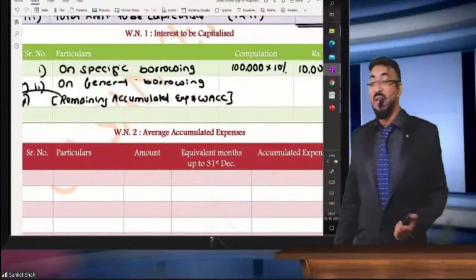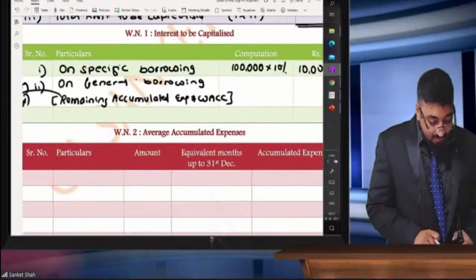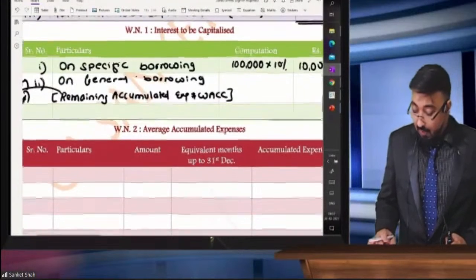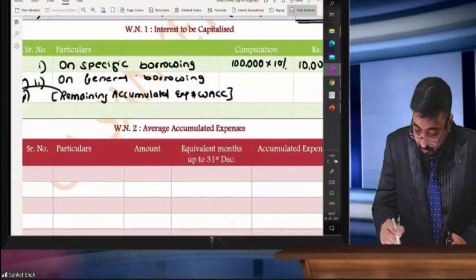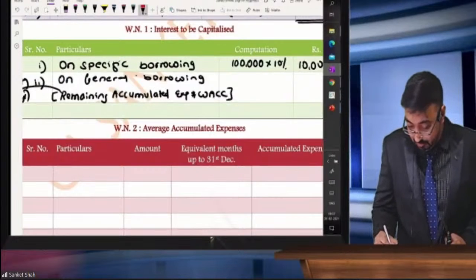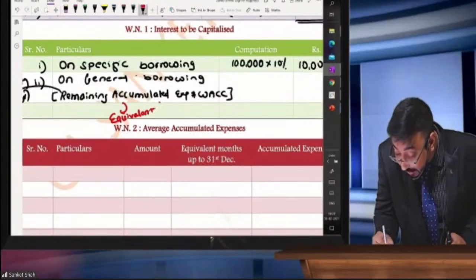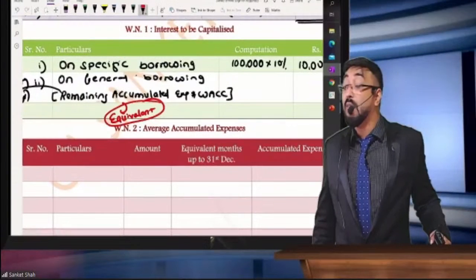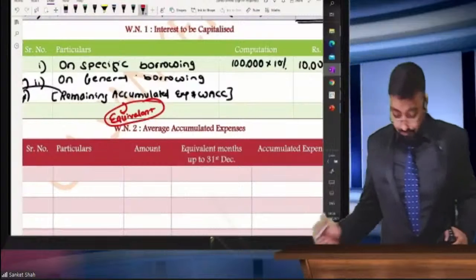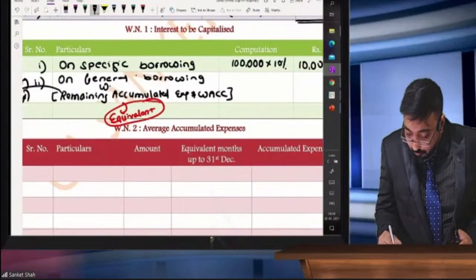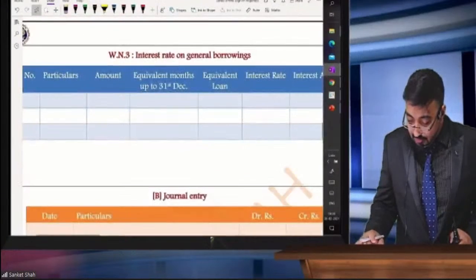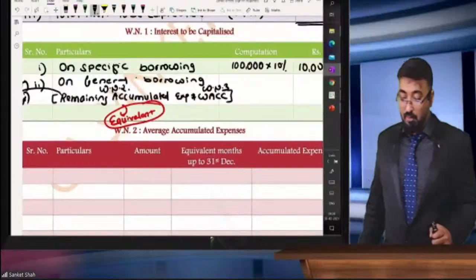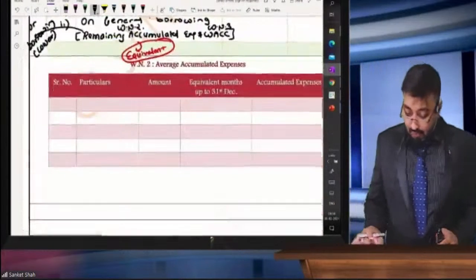Okay, so on general borrowings or accumulated expenses, whichever is lower. But remember, here write it with a red pen. You won't consider accumulated expenses. You will consider equivalent accumulated expenses, because your accumulated expenses are not on the same day. So for this, I will need working note number 2, average accumulated expenses, and after that I will need weighted average cost of capital, working note number 3. So write down working note number 2.